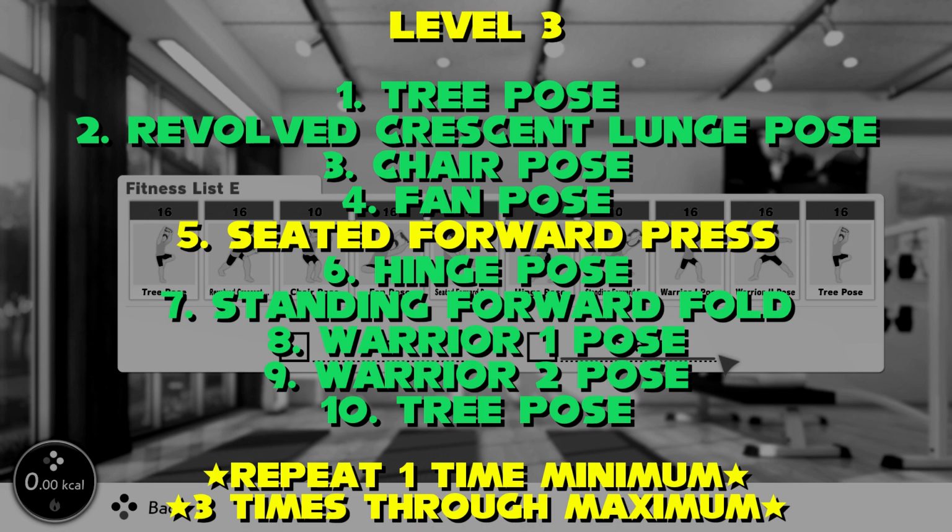Well done, that's one round. Repeat one time through minimum and do not do more than 3 rounds maximum. Relax and well done, guys.